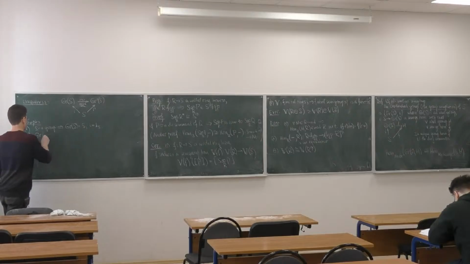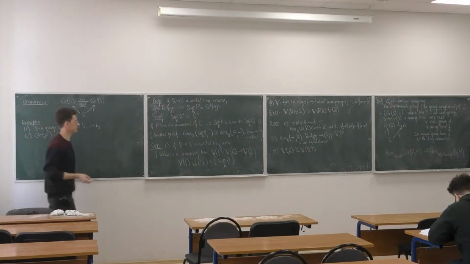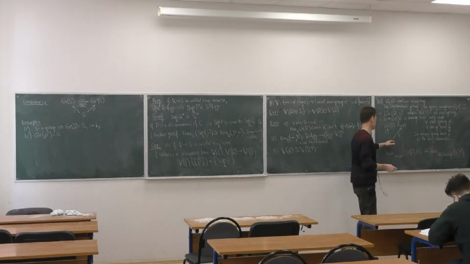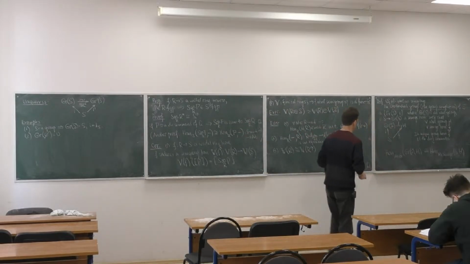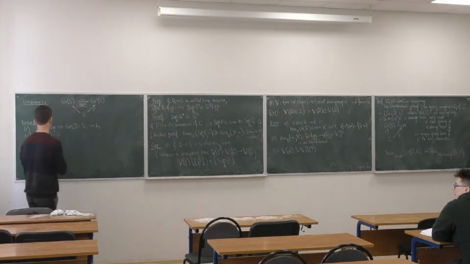So a trivial example: if S is empty, then the Grothendieck group is 0, because there is only one map from an empty set to H, and only one group homomorphism from the 0 group to H.